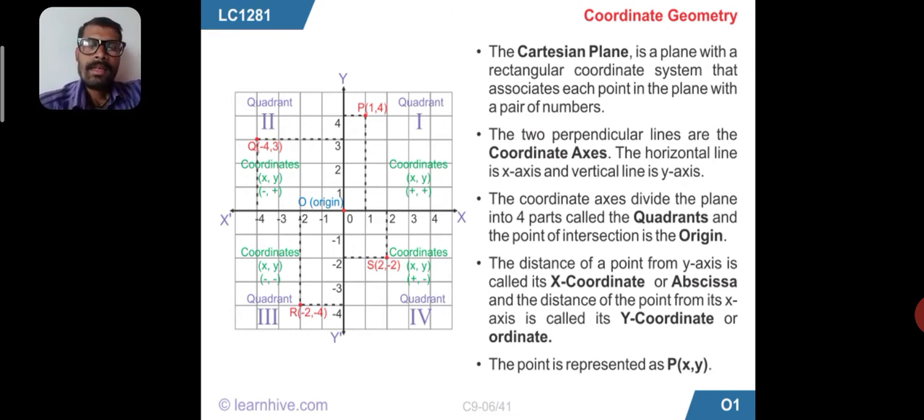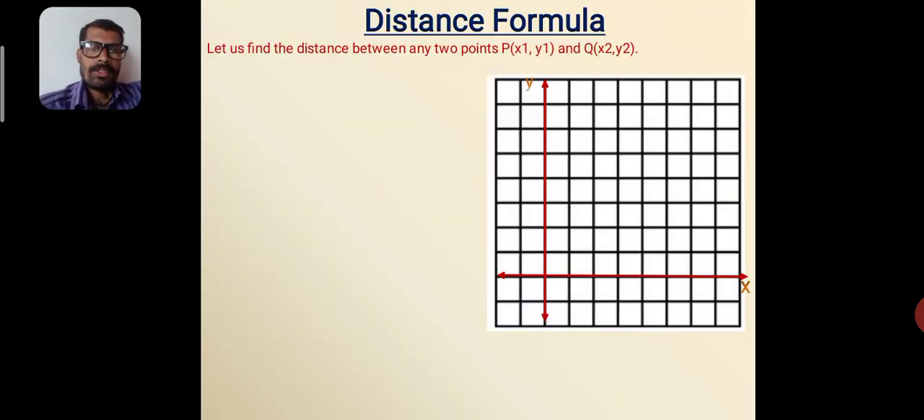Let us find the distance between 2 points. It is called the distance formula. Let us derive it. This derivation is not there for your exam, but you have to remember the formula. Okay, let us find the distance between any 2 points. Let me call them P of x1, y1 and Q of x2, y2. Let me consider those 2 points in the Cartesian plane, the two-dimensional plane here.